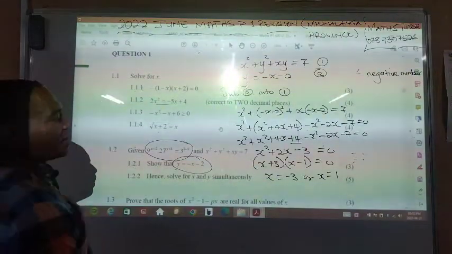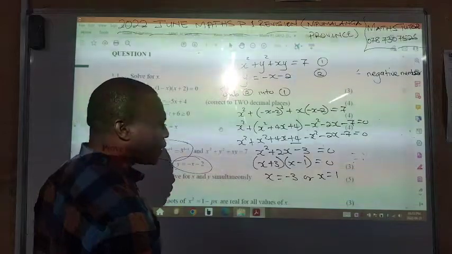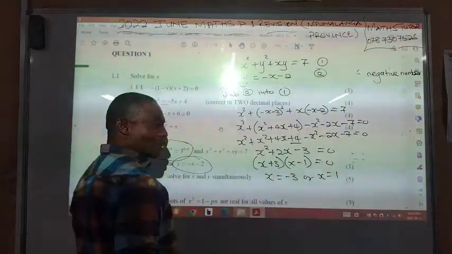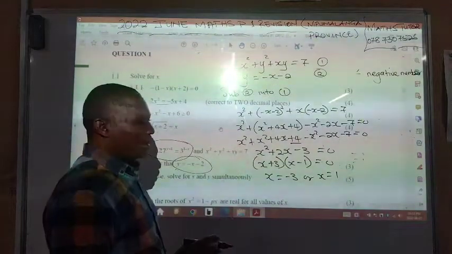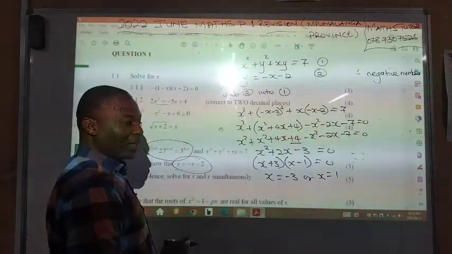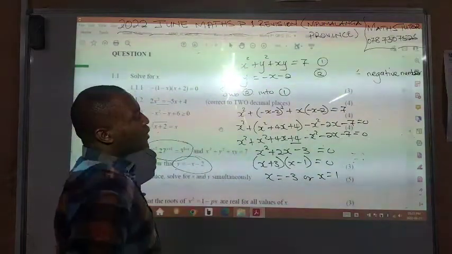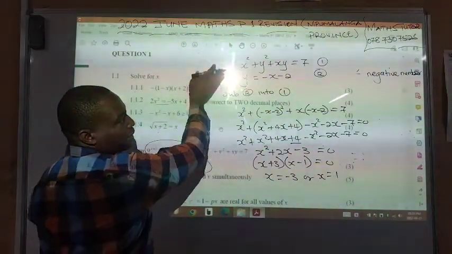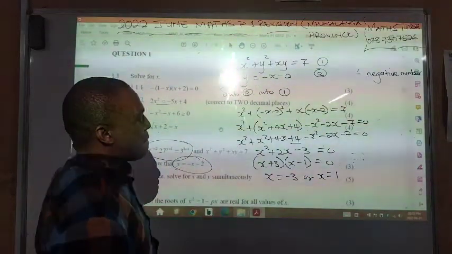And then this also tells you that you are not far from the correct answer. But if you start to come up with decimals, you start to require a quadratic formula. It's an indication. The examiner wants to test you if you can solve these equations simultaneously by substitution.